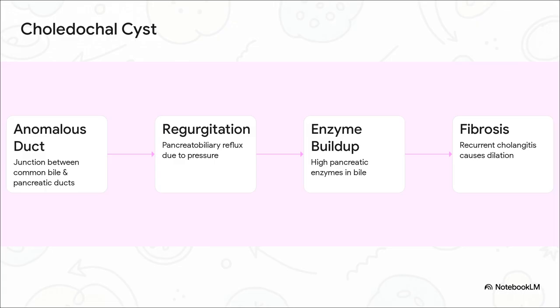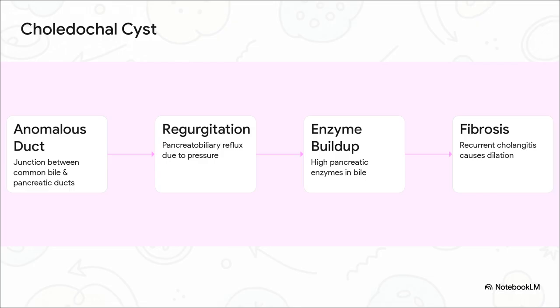For your exams, remember this is much more common in Asian populations, specifically females, about a 1:4 male-to-female ratio. It all kicks off with an anomalous, unusually high junction between the common bile duct and the pancreatic duct. Now, hydrostatic pressure in the pancreas is 2 to 3 times higher than in the biliary system. Because of that pressure difference, you get pancreato-biliary regurgitation. Pancreatic enzymes literally shoot backward into the bile duct. This causes severe inflammation, recurrent cholangitis, and eventually a massive fibrotic dilation.